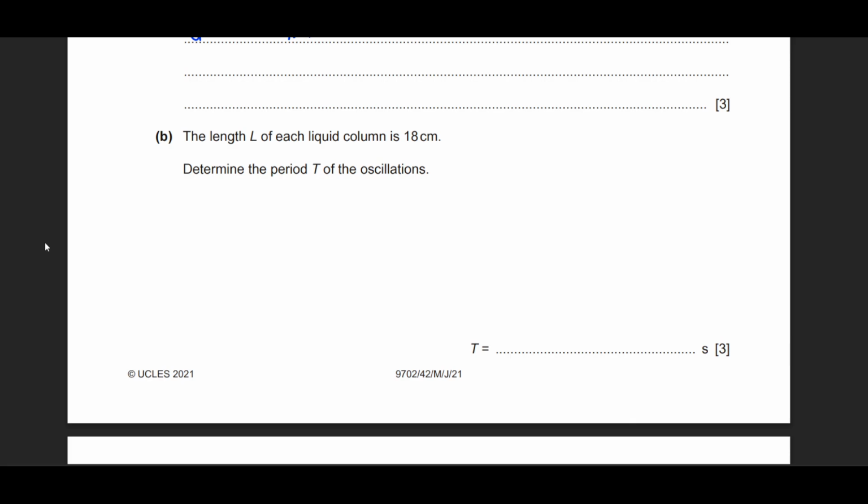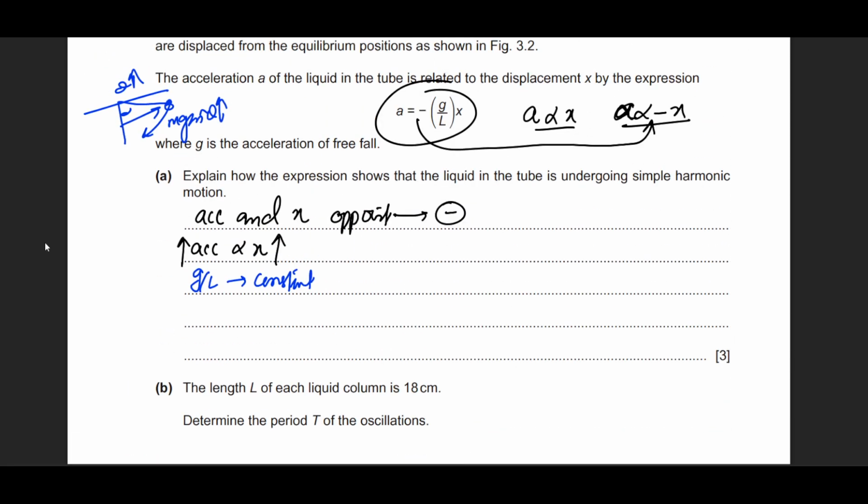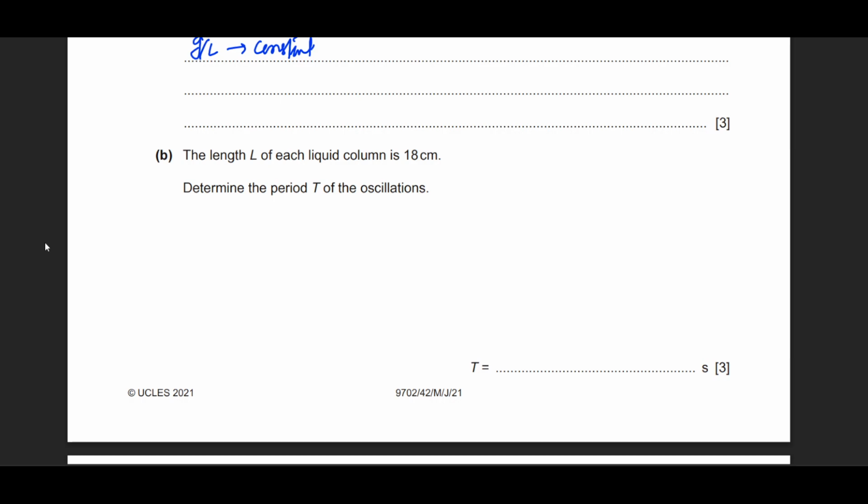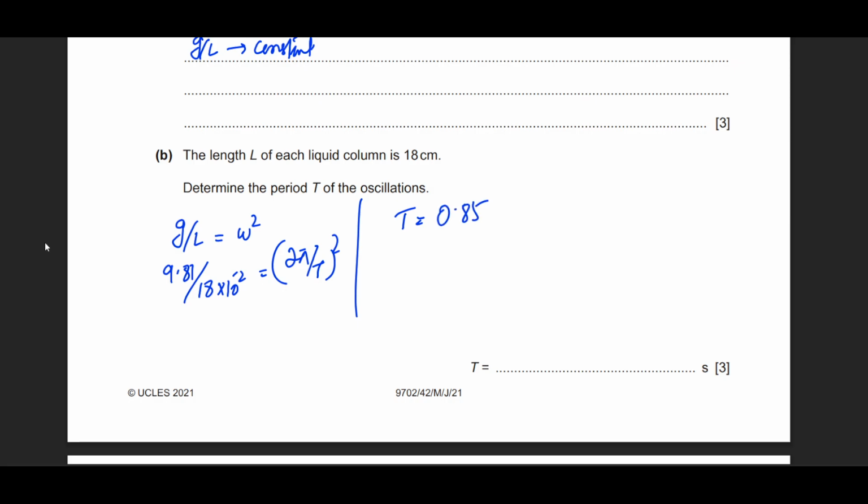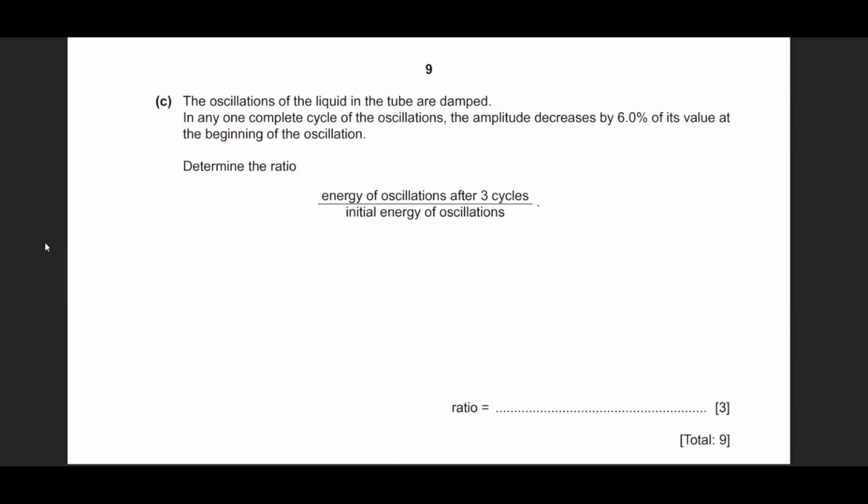He says length L is this, determine the period T. So we have g by L equals omega squared. G is 9.81, length is 18 into 10 raised to the power minus 2, equals 2 pi by T whole squared. So T can be found algebraically: 0.85 seconds. This question is a bit tricky, it will take some time.